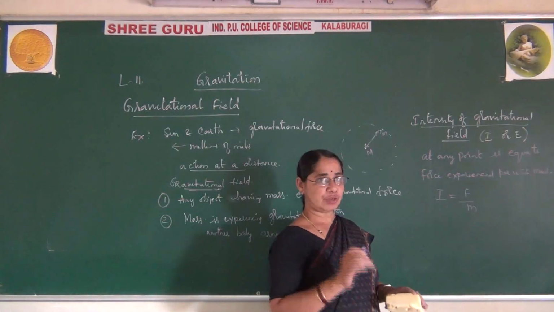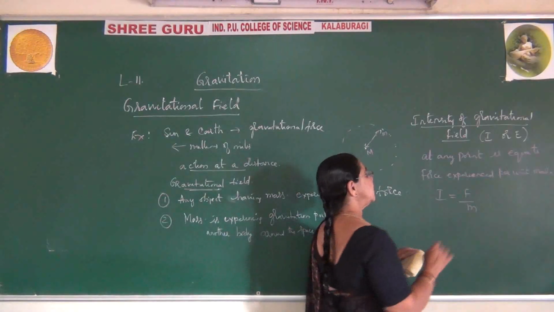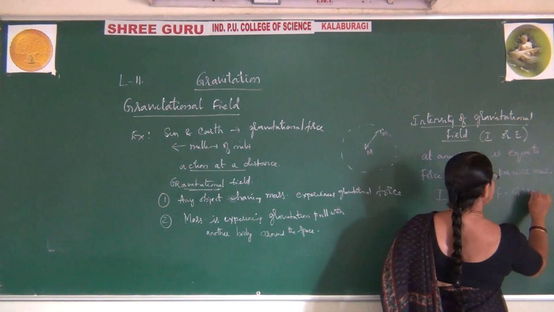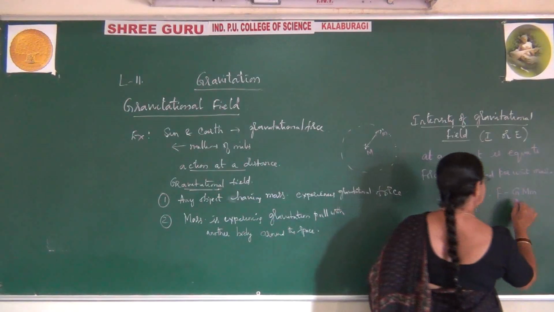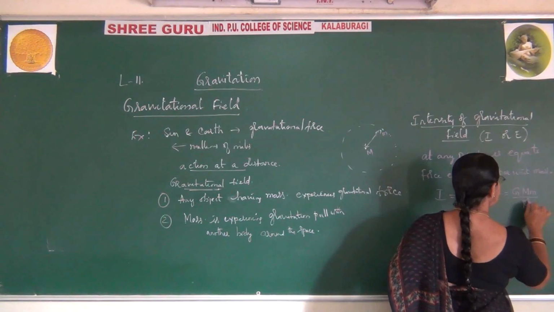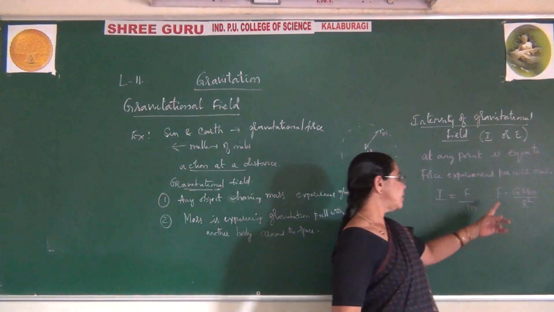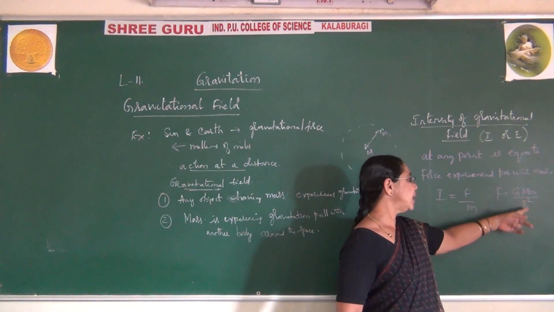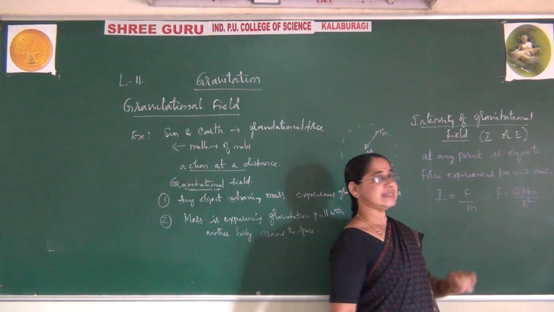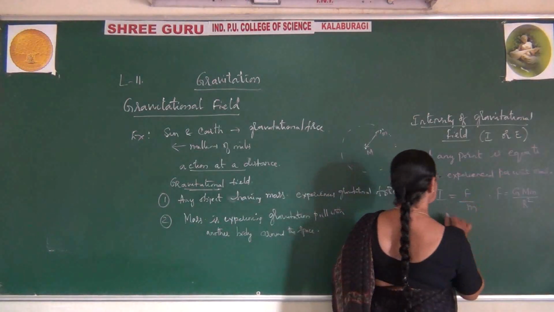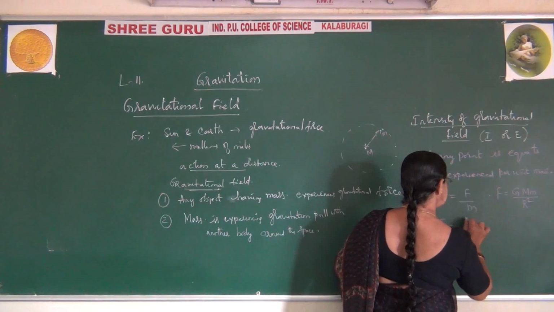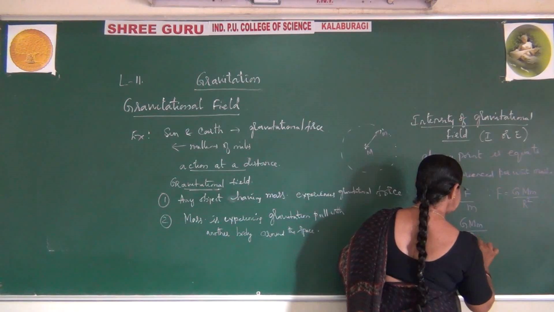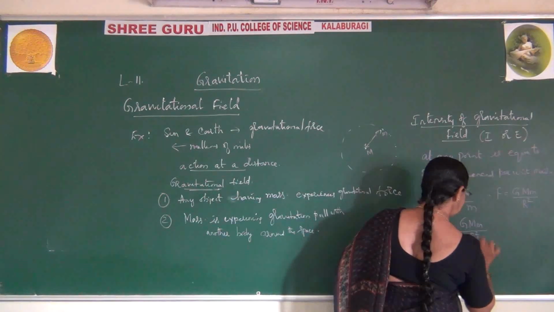When I say force here, what do you mean? Nothing but gravitational force. You already learned in the previous class that gravitational force is represented by F equal to G capital M into small m divided by R square. This is called gravitational force, the universal law of gravitation. Now if I write I in terms of this, I is equal to capital G, capital M, small m divided by R square, which is F, whole divided by small m.